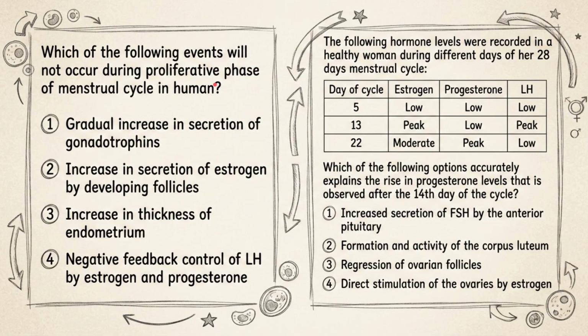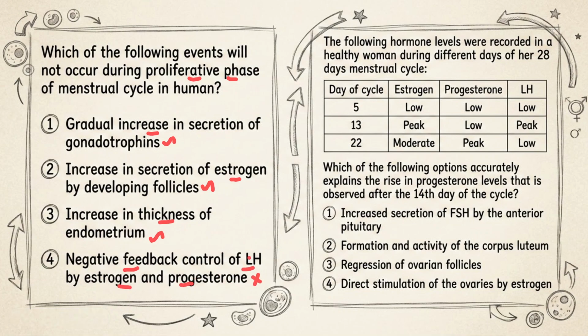Fine. So which of the following events will not occur during proliferative phase of menstrual cycle in human அப்படின்னா proliferative phaseல என்ன நடக்காது? Gradual increase in gonadotropins. LH, FSH gradually increase ஆகும். இப்போதான் பார்த்தோம். Increase in secretion of estrogen by developing follicles. கொஞ்சம் கொஞ்சமா estrogen increase ஆகி 13th day அப்போ peak reach பண்ணும். This is correct. Increase in thickness of endometrium. So endometrium will start to undergo thickening. This is also correct.